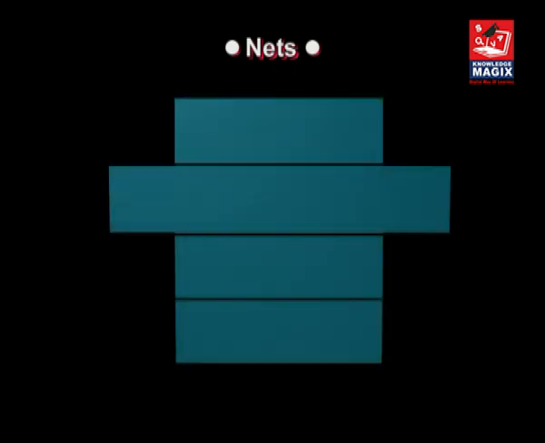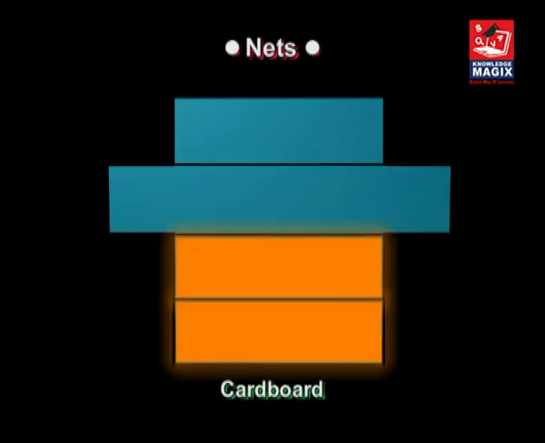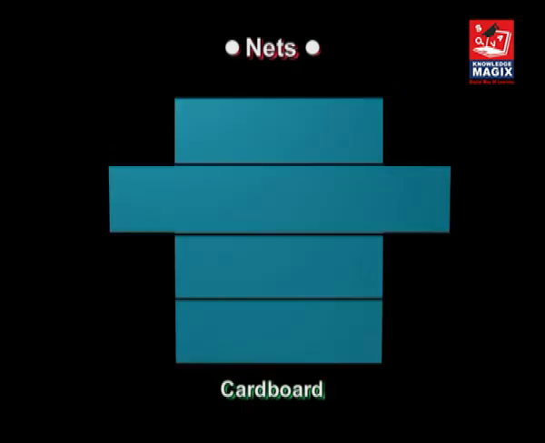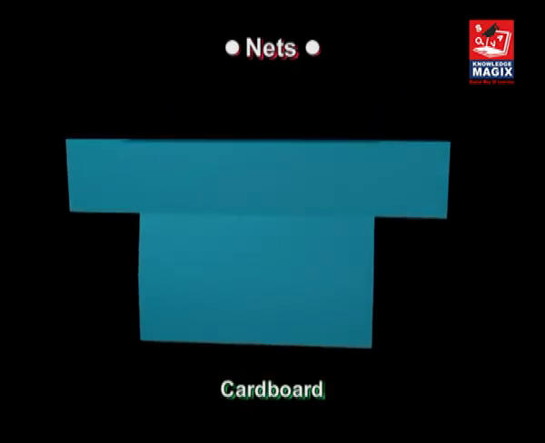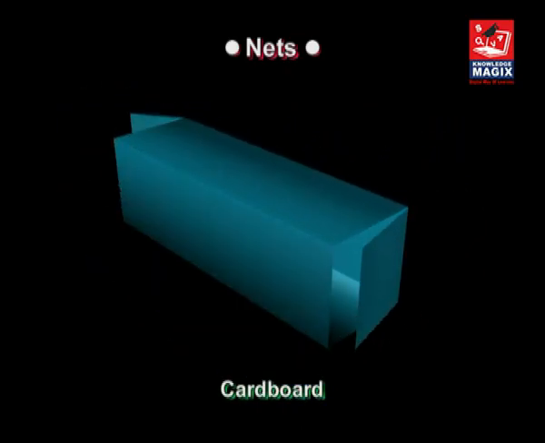Now here, by folding along the lines in this net and joining the edges to each other, we can see that a three-dimensional box is formed. The surfaces of this box are rectangular in shape. An object of this shape is called a cuboid.